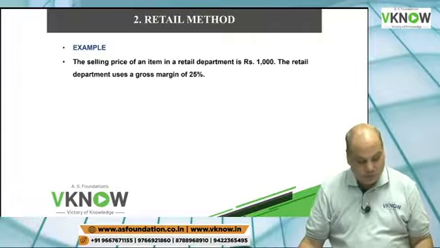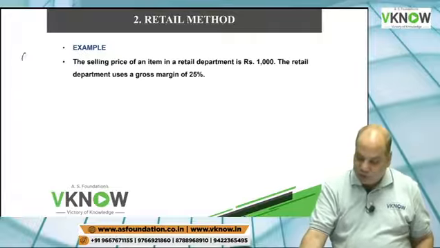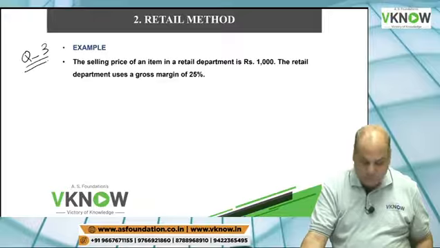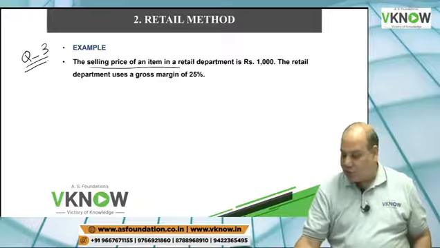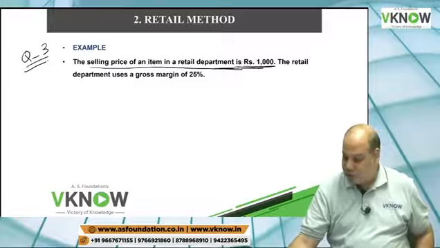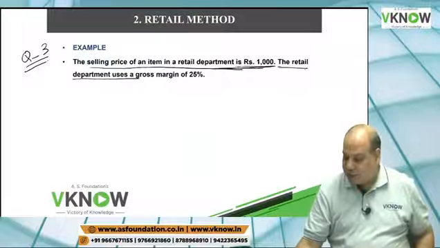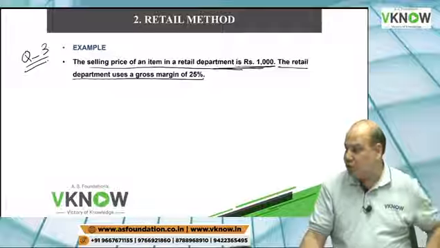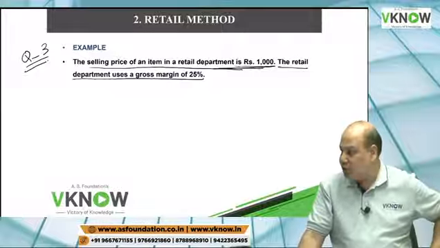Solve one example. Kindly solve question number 3 printed in your book. Selling price of an item in a retail department is rupees 1000. The retail department uses a gross margin of 23%.